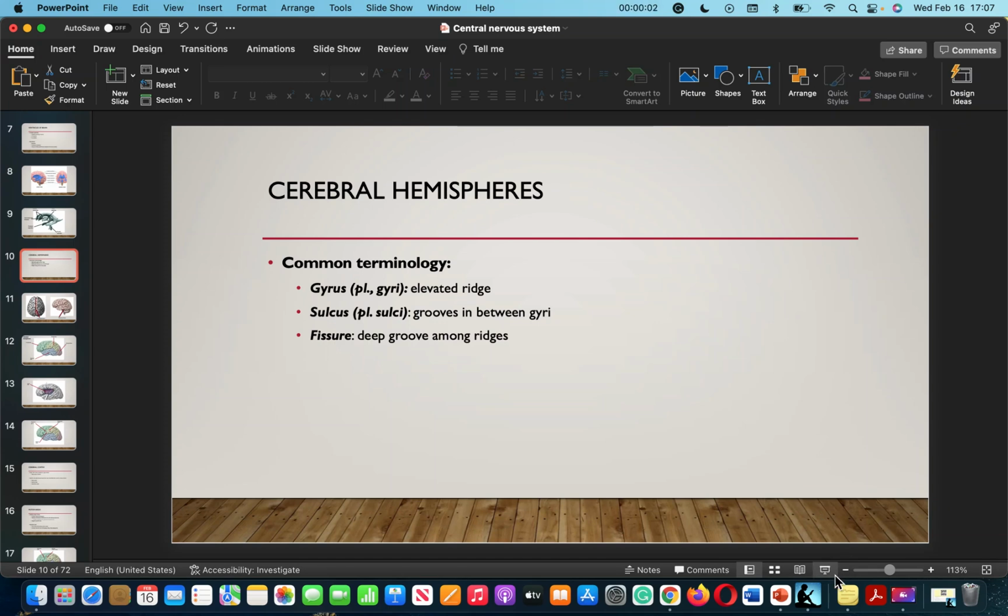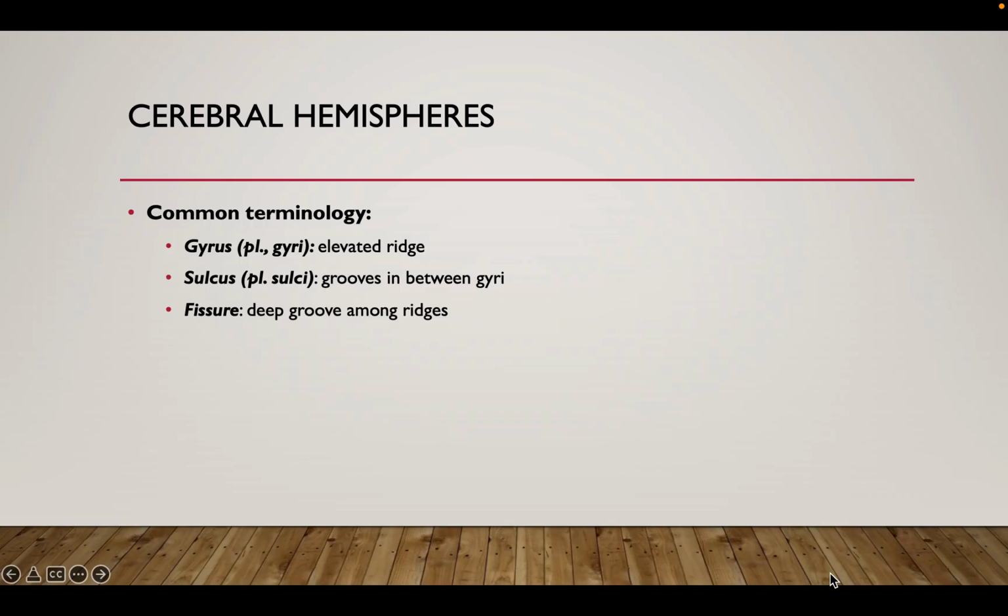Okay, so we're going to get started here with part two now. In the first part, we talked a little bit about some embryonic development of our nervous system. We mentioned our different parts of our brain, the prosencephalon, the rhombencephalon, the telencephalon, all these different parts. Now we'll talk a little bit about some surface anatomy.